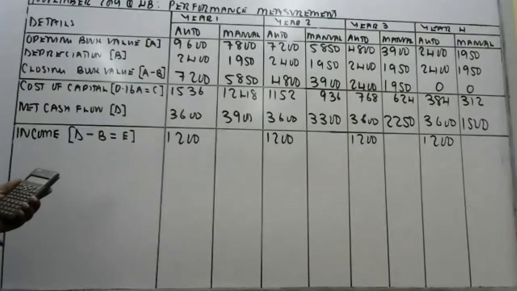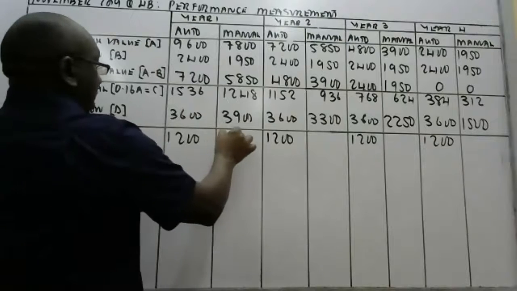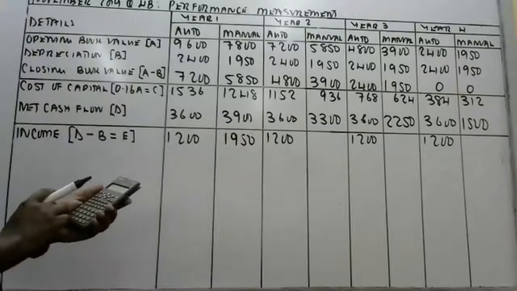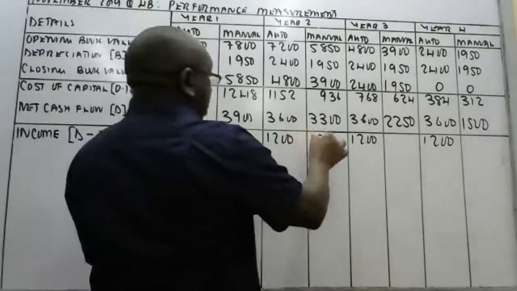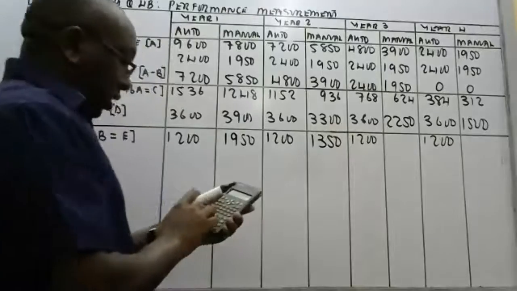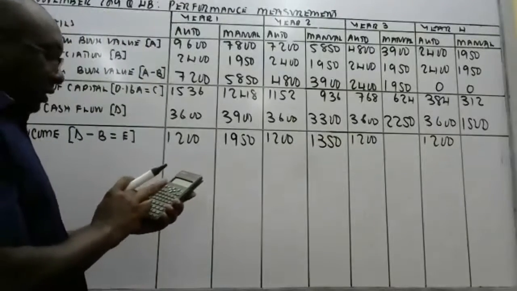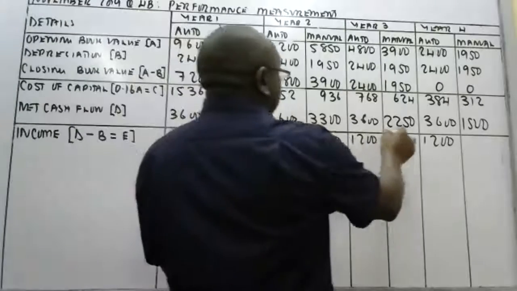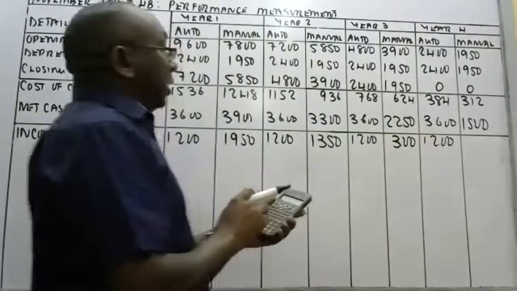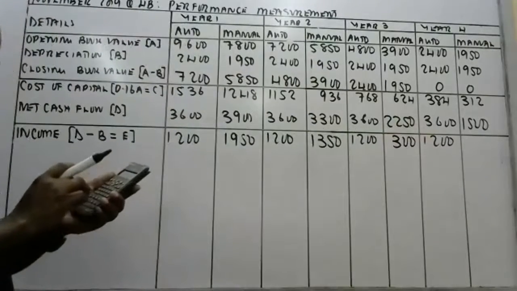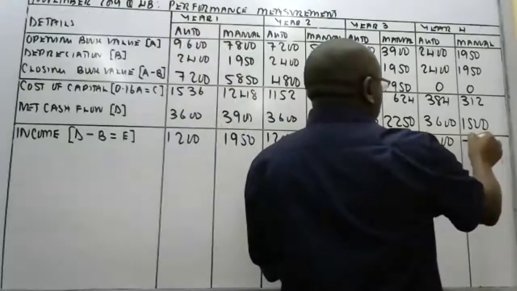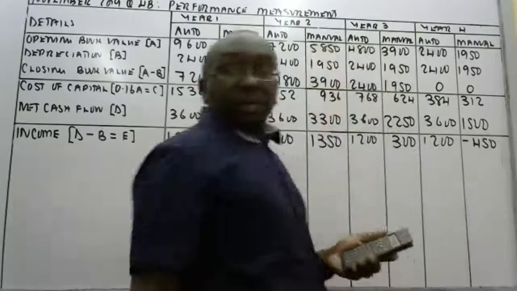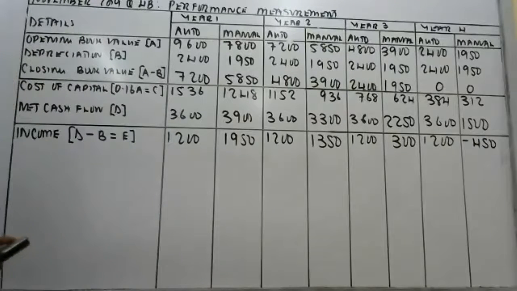The next project is the same: 900 minus 1950. I get minus 1050. 2250 minus 1950, I get 300. And then 1500 minus 1950, I get minus 450.